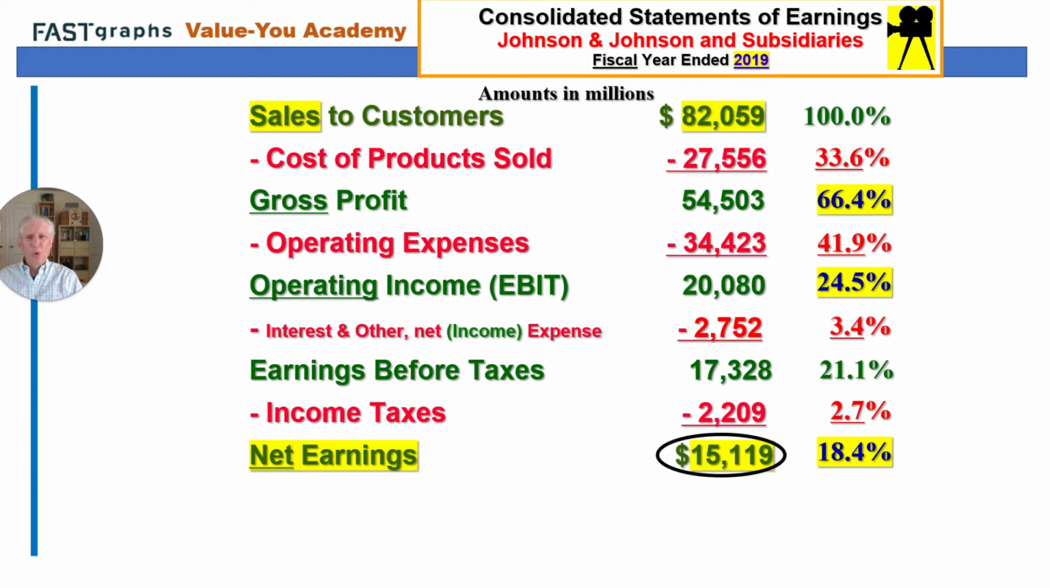Is this good or bad? It depends. It depends on competitors in their industry. I like to look at J&J against Abbott Labs, against Eli Lilly, Pfizer, other pharmaceutical companies. And J&J has excellent margins.